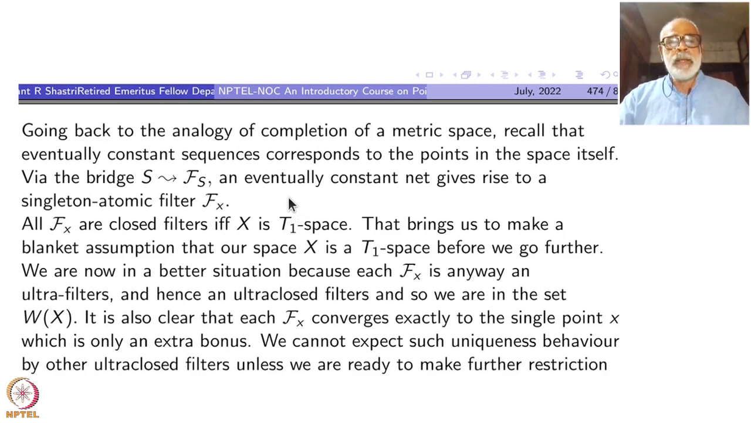So we can try to do that, namely, instead of sequences, first of all you have to go to nets. Eventually constant nets is the keyword now here. On the other hand, we don't want even nets, but we will use the bridge from nets to the filter which we have defined earlier, right? So what do you get? If S is an eventually constant net, the corresponding FS, what is that? That will be the singleton atomic filter FX. Okay? So you see, we are coming to this atomic filter FX. It is supposed to represent a prototype of an eventually constant sequence. That is the whole idea. That is how it is convergent also all the time.